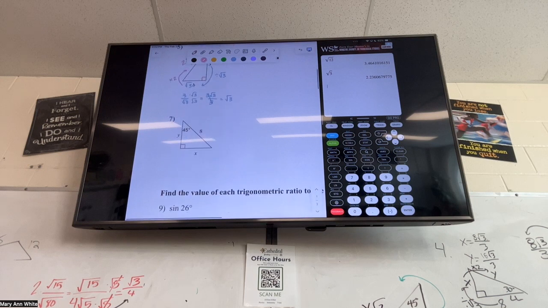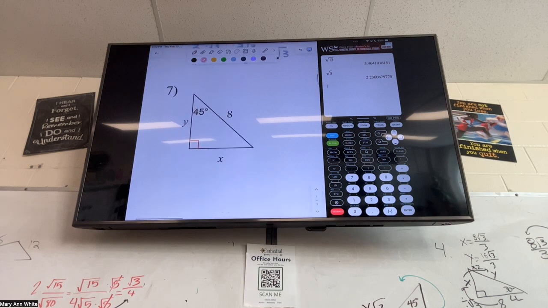All right, let's look at number 7. What's going on here? 45, 45, 90. Okay. What did I give you? Hypotenuse. Good. How do you go from hypotenuse to either one of the legs? Divide by root 2. Is it the same for both legs? Perfect. 8 divided by root 2. Let's rationalize that. Simplify. 4 root 2.